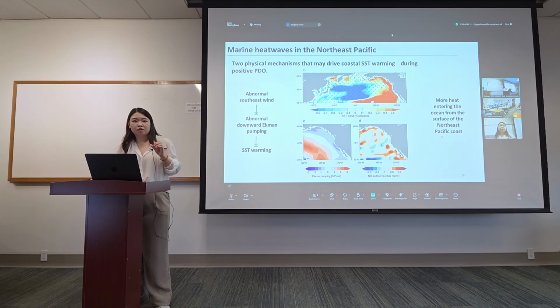We look at the net surface heat fluxes. More heat is entering the ocean through the surface, mainly from the stronger downward radiation and also the reduced turbulent heat fluxes. Together, these two mechanisms explain why the Northeast Pacific warms more strongly under a positive PDO and why we see longer and stronger marine heat waves in this region.